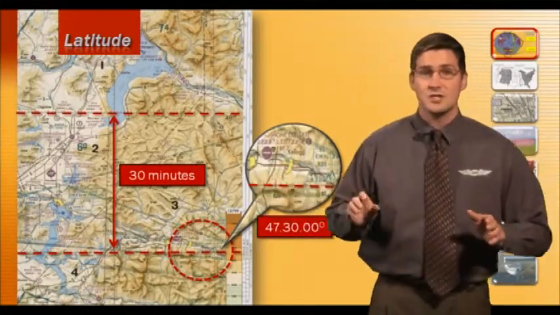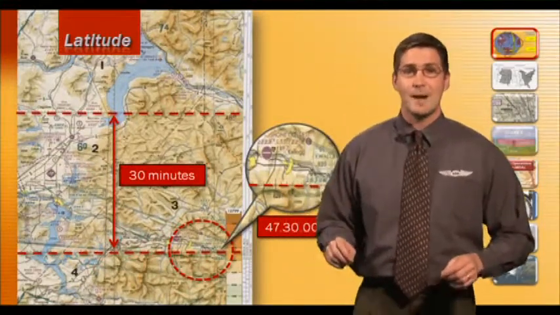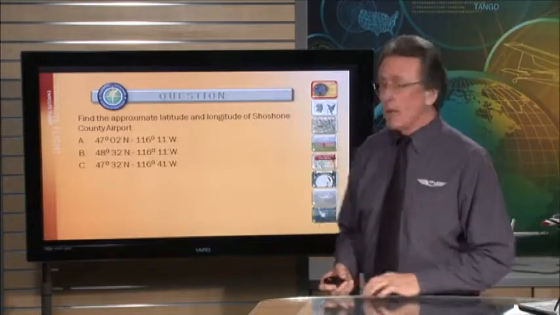Now, just like longitude lines, each degree of latitude is divided into 60 minutes, and major lines mark every 30 seconds of latitude. There's also a major tick mark at each 10 minutes of latitude and a minor tick mark at every 2 minutes. Okay, let's take some time now for an FAA test question on latitude and longitude.